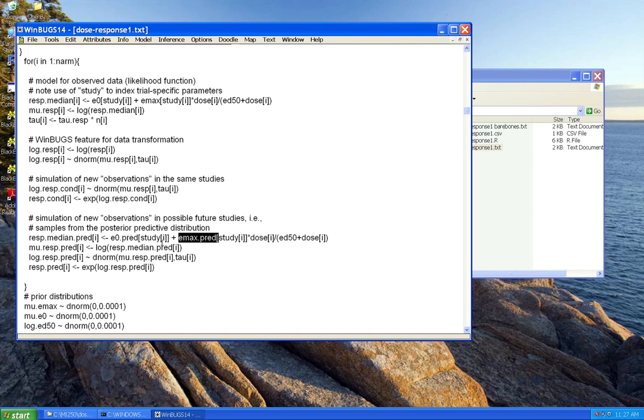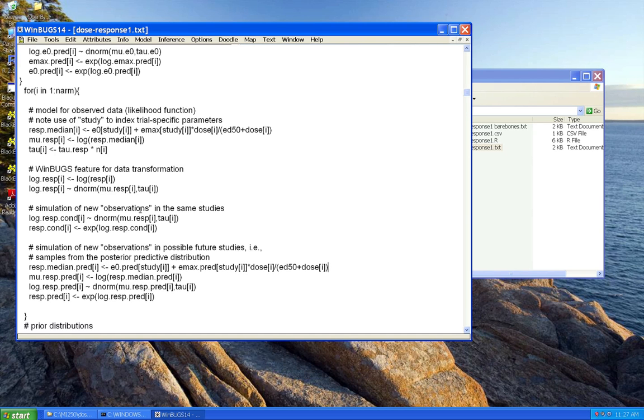But again, in order to use it for model checking, we've simulated the same number of studies with the same design. In other words, the same treatment arms and the same numbers of individuals, in order to look at the quality of fit when we do our posterior predictive checking. So that's an important notion here.